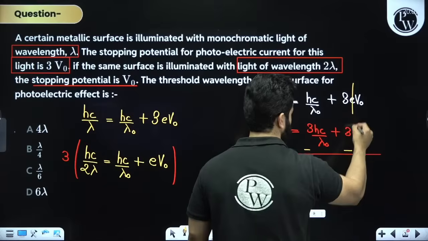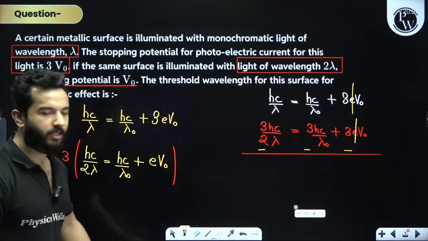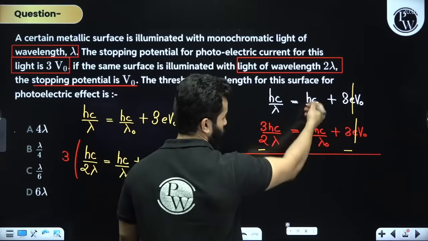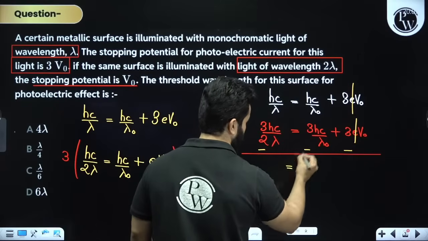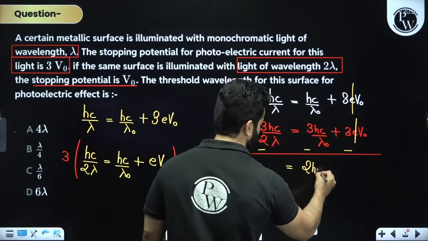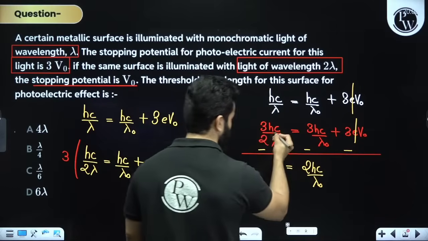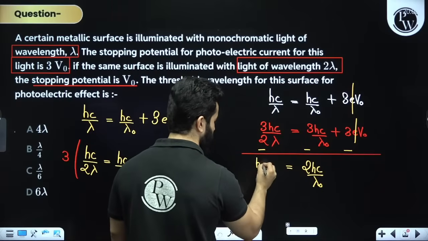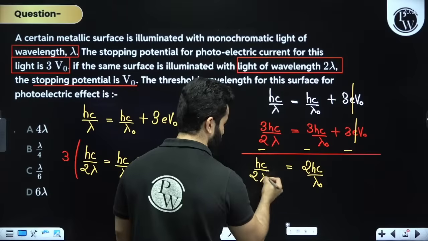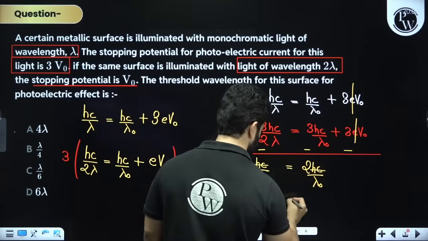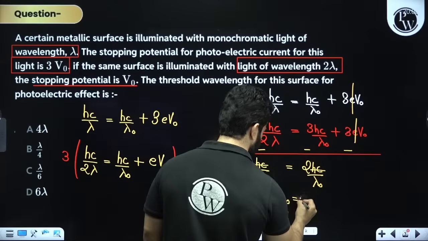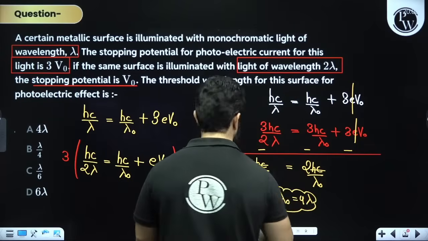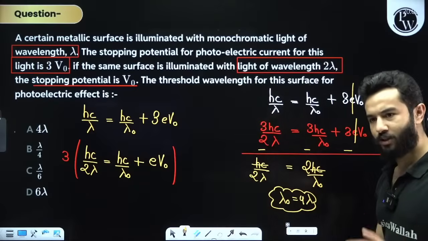This will get cancelled out. We don't want our answer in terms of V0, and if you cancel this, dosto, obviously I am going to change the sign. This will become 2Hc by lambda naught, and this will become 3 by 2 minus 1, which is 1 by 2, that means Hc by 2 lambda. So Hc gets cancelled, lambda naught comes out as 4 lambda. So it should be 4 lambda. That is option number A.